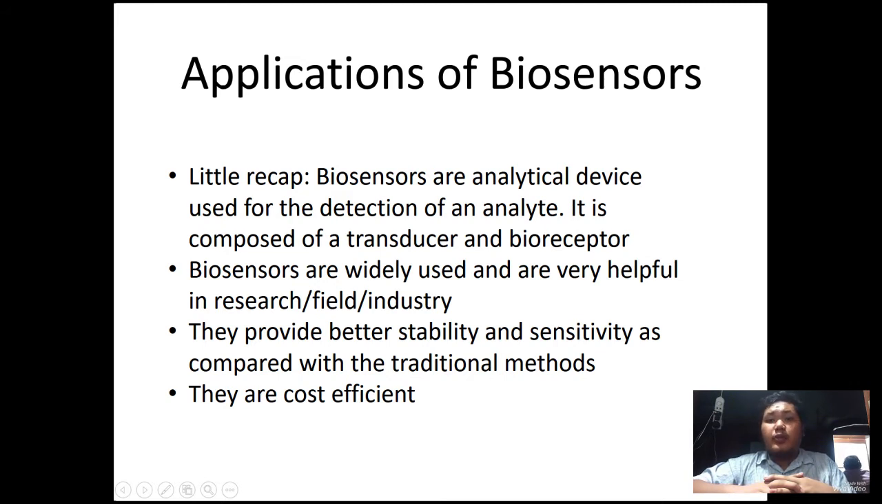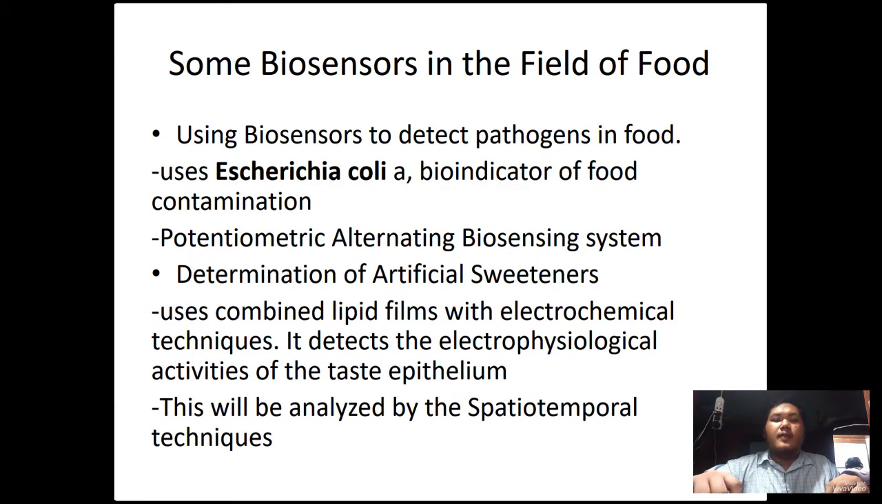Biosensor is backed up with technology, and that's why they can provide better stability and sensitivity, and as time passes by, they can improve. They are cost efficient. One of the best advantages of biosensors is that they are cost efficient, because biosensors are less expensive to make and less expensive to operate.